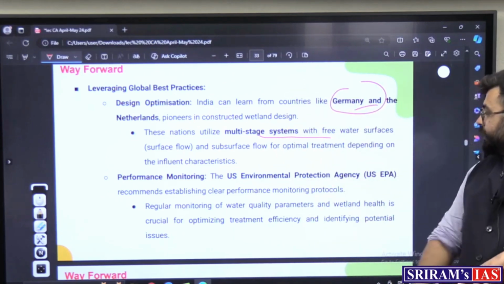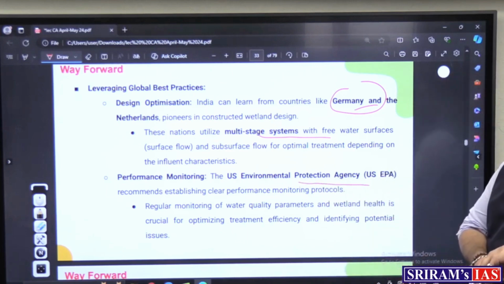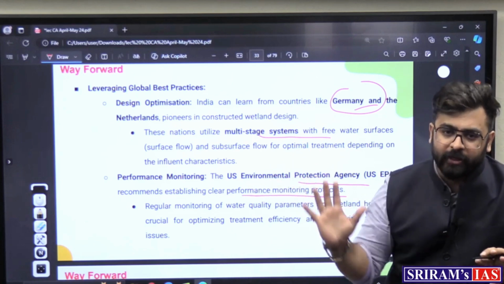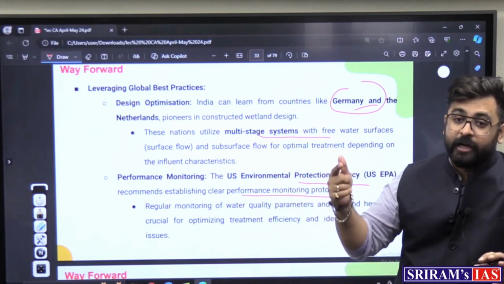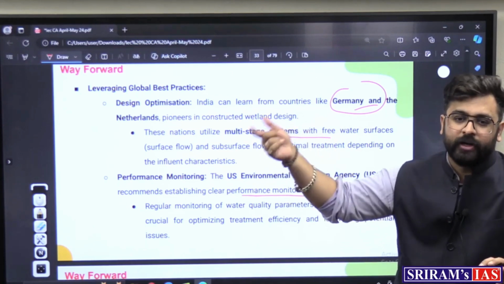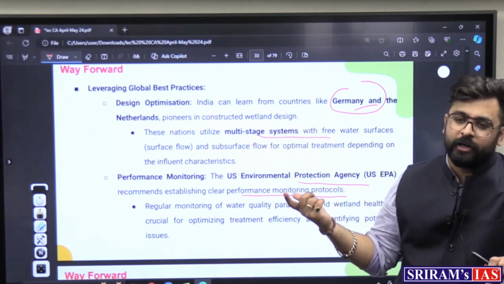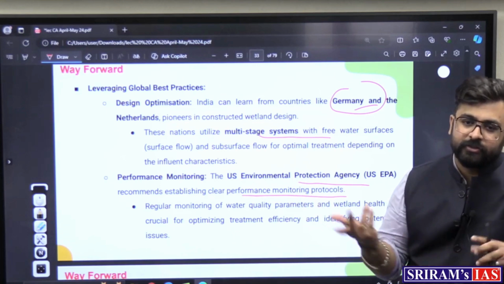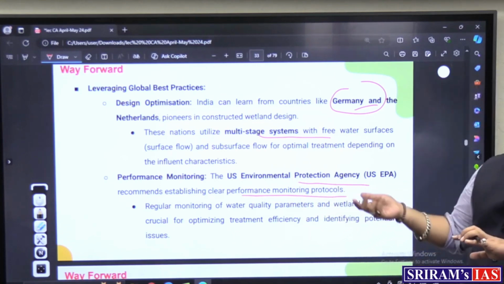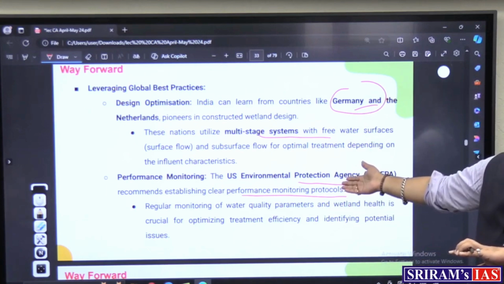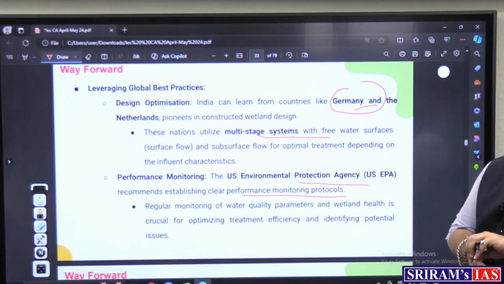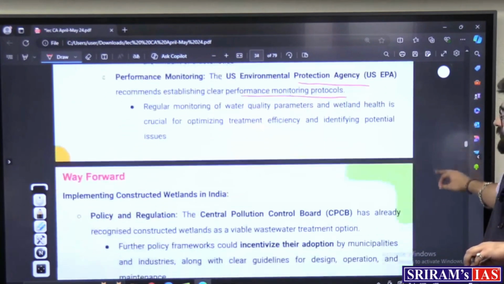Performance monitoring. The US Environmental Protection Agency recommends establishing clear performance monitoring protocols. Your job is not done once you have created a wetland. You have to maintain it and do that at regular intervals. So you know how any infrastructure in our country is maintained. Let's say a road is constructed, you know what the maintenance is. So what is the possibility of maintaining these wetlands? Regular monitoring of water quality parameters and wetland health is crucial for optimizing the treatment and efficiency.